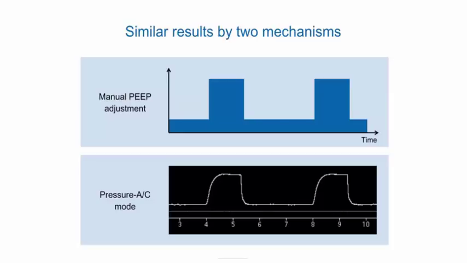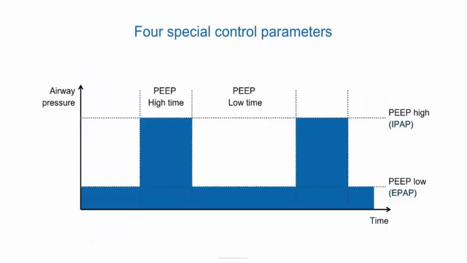The resulting waveform is very similar to that of a pressure mode. This proves that mechanical breaths can also be generated by the PEEP generating mechanism. For this application, PEEP alteration is called biphasic mechanism. In biphasic modes, PEEP alternation is automated. For that we need 4 special controls: PEEP high, PEEP low, PEEP high time, PEEP low time.